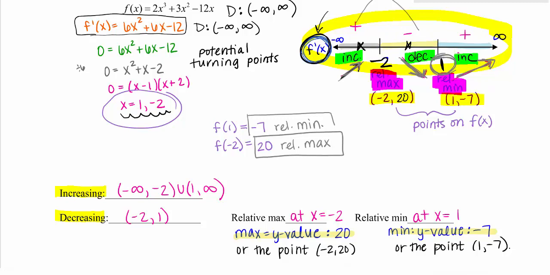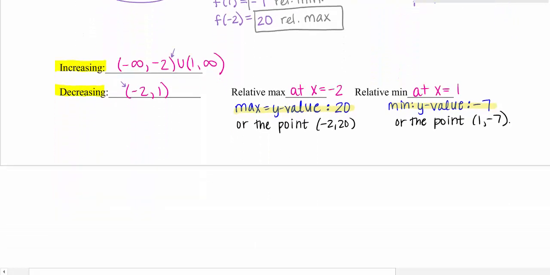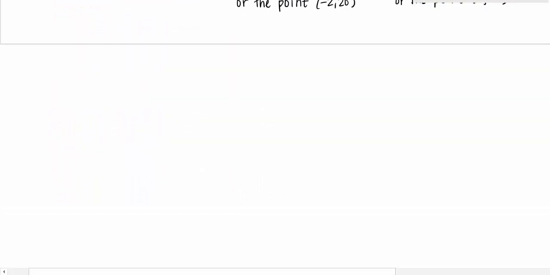And again, you don't want to include, for example, the -2 because as you'll see, -2 is used in both the increasing and decreasing because at x equals -2, you're actually constant. You're neither increasing nor decreasing. Okay, so let's do this from start to finish with another problem.